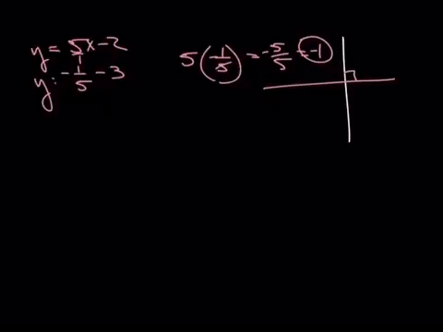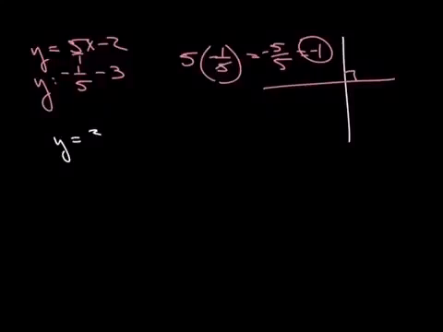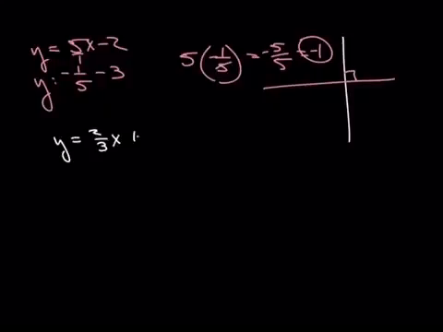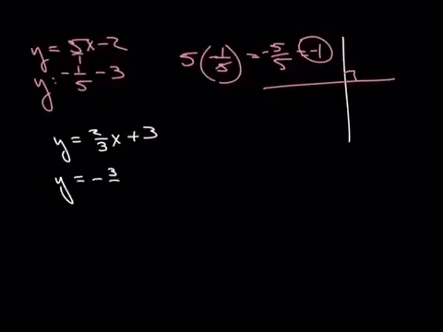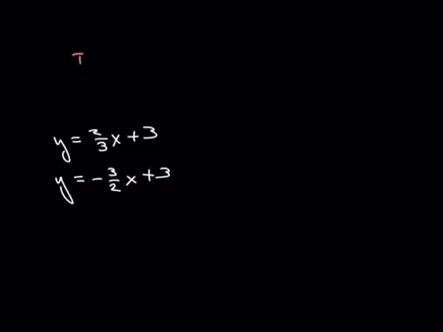Alright, so let's look at another one. Y equals 2/3 x plus 3. Y equals -3/2 x plus 3. These are perpendicular because the slopes are flipped. They're the reciprocals of each other. One's a positive, one's a negative. That's all I care about. If you can get them to that form and find out that that's true, then they are considered perpendicular.